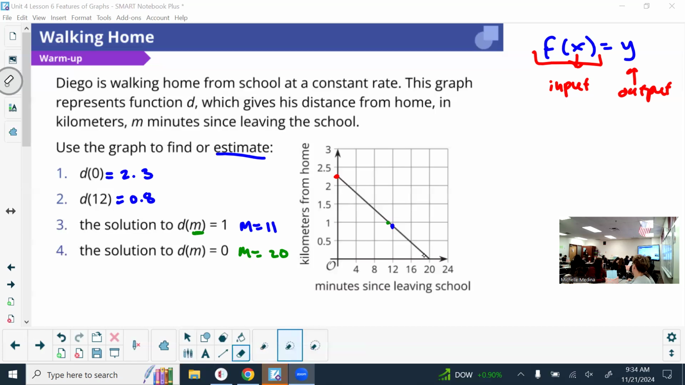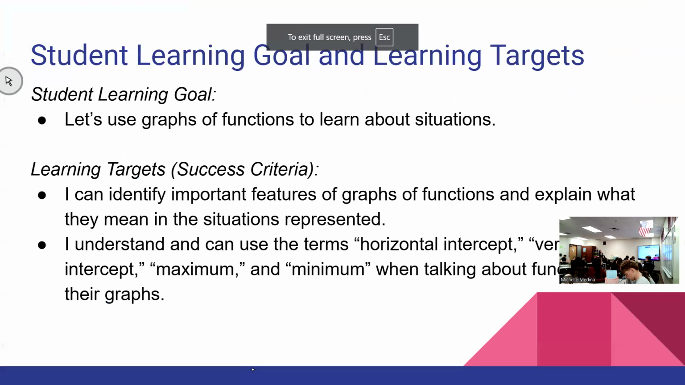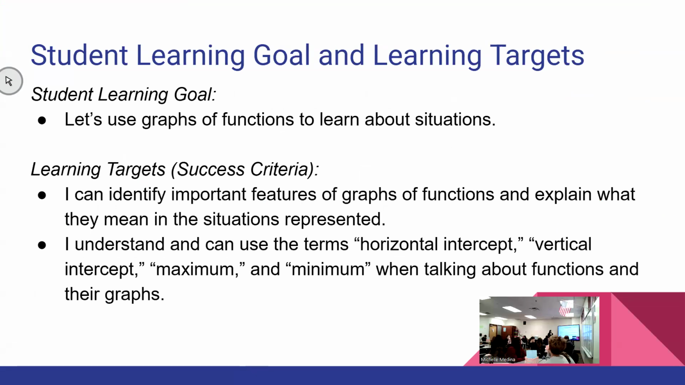Remember, the skills are not necessarily the math of it. It is function notation. So lots of good recall. Today we're doing lesson 6, which is a really short, easy lesson. You might already know how to do all of these things, and that's to use graphs to learn about situations. So identifying important features of graphs and explaining what they mean for the situation they represent, and understanding and using terms like horizontal intercept, vertical intercept, maximum, minimum, and also when it's increasing and decreasing. That's all part of your vocabulary for this lesson.